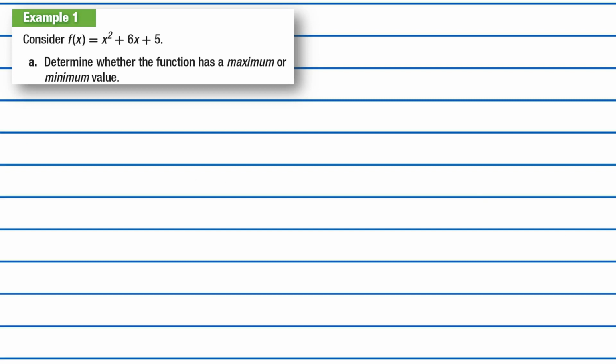Alright, so let's try example 1. We want to consider f of x is equal to x squared plus 6x plus 5, and we want to determine whether the function has a maximum or a minimum value. So let me write our question out again: f of x is equal to x squared plus 6x plus 5. The first thing I want to do is label which one's a, b, and c. So remember, if there is no number in front of a variable, we can always say it's 1. There's that invisible 1.